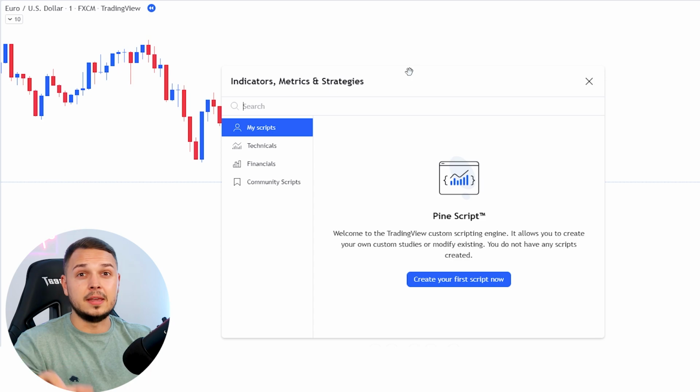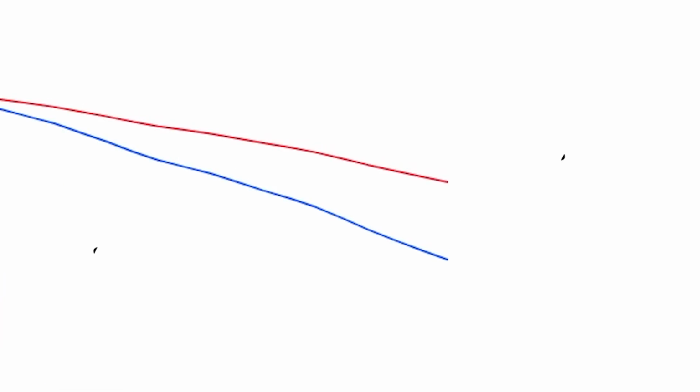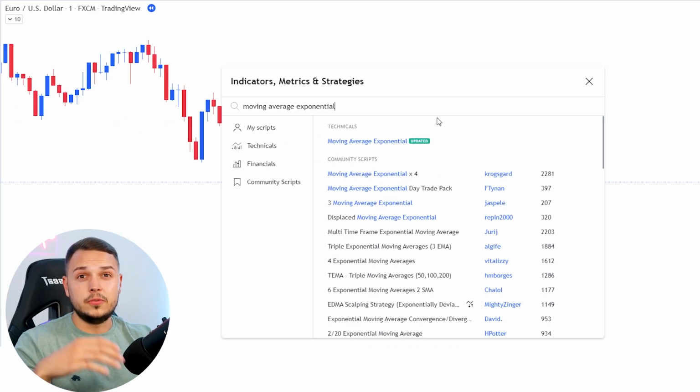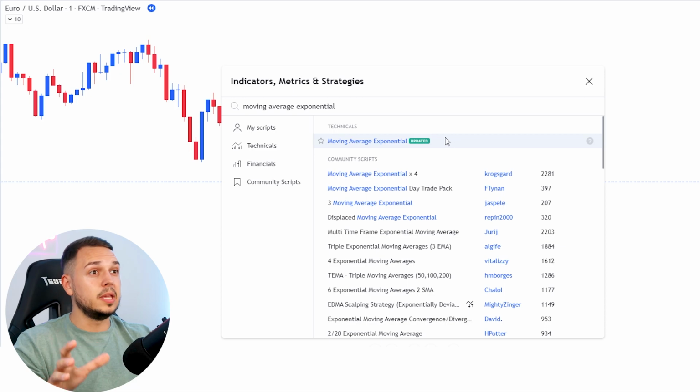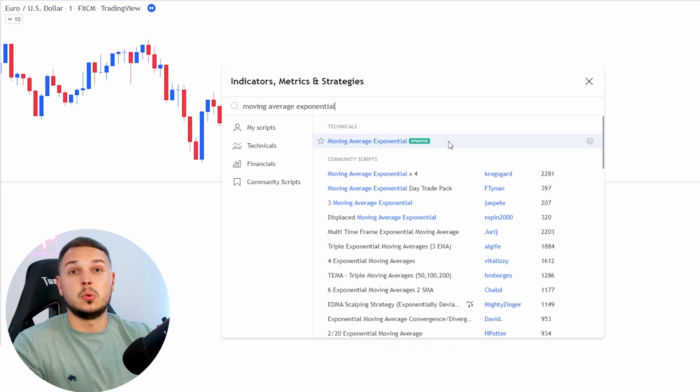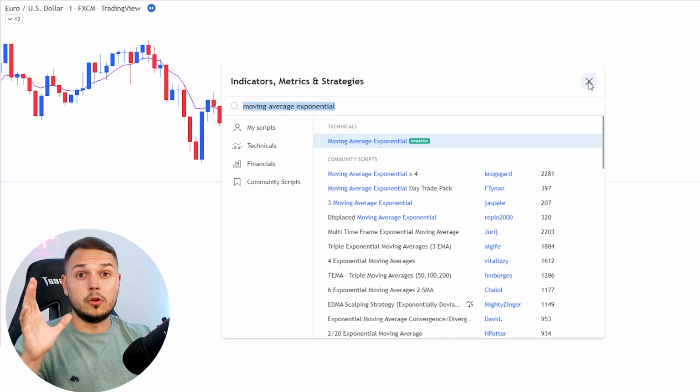So the first thing we're gonna need is 2 EMA lines. So if you just type in moving average exponential, it will be under the technicals tab, and probably it will also have this green little sign over here which actually says updated. I'm not sure what they updated, doesn't matter. Click on it 2 times and close off this tab.